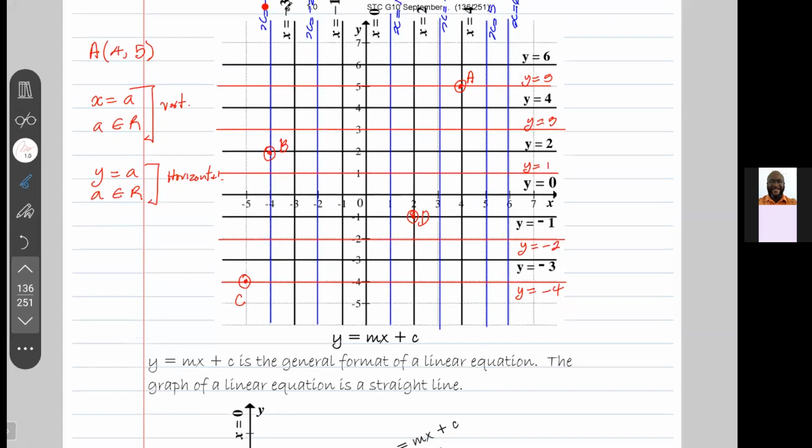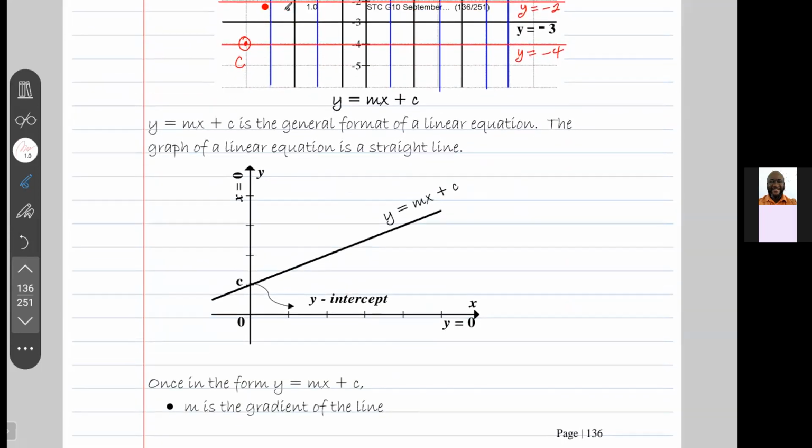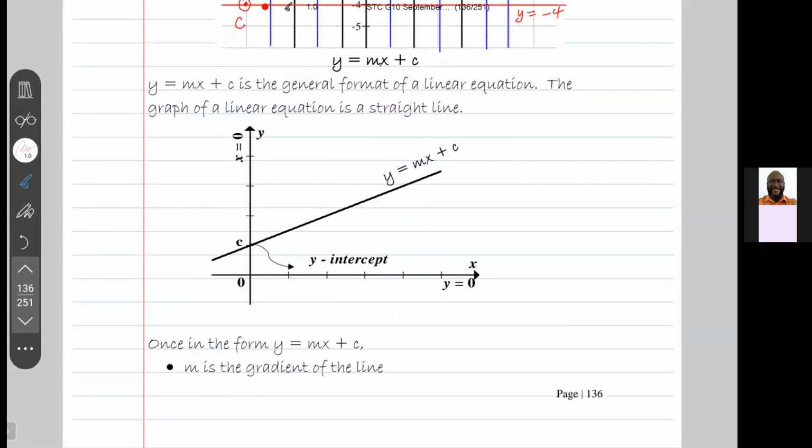All right, guys. So next we're going to look at the equation of an oblique line, or of a type of oblique line, because there's at least one more type. Guys, y is equal to mx plus c is the general format of a linear equation. The graph of a linear equation is a straight line. So here in this diagram, I have a sketch of an oblique line.